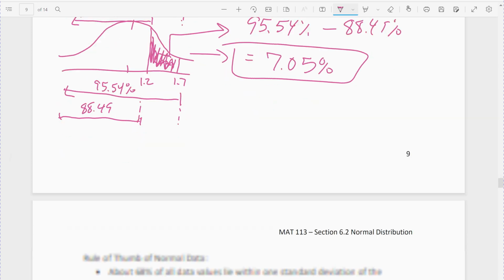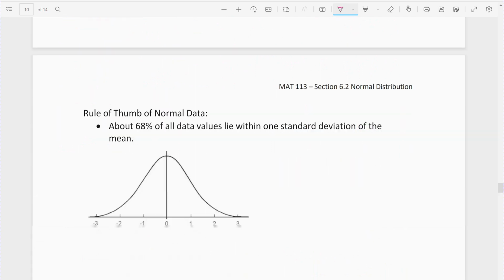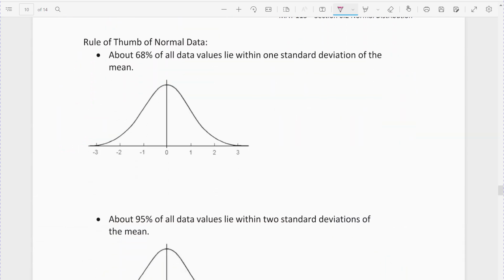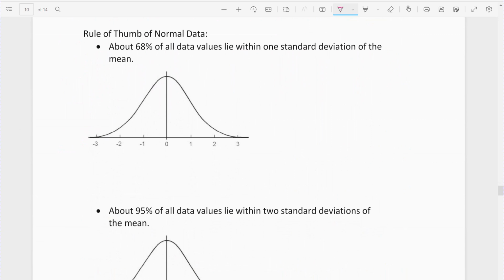Alright, so the next thing I'm going to talk about is the rule of thumb. The rule of thumb is that 68% of all the data values land between 1 and negative 1. That's one standard deviation. So if I look at my standard normal curve, that's one standard deviation. If you want to test this out with the table, look at the table values at 1 and at negative 1. Remember the rule of thumb is a rounded area, so we'll see when we do it using the table value.